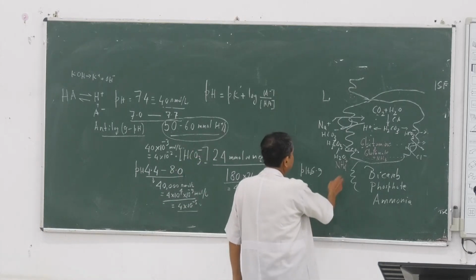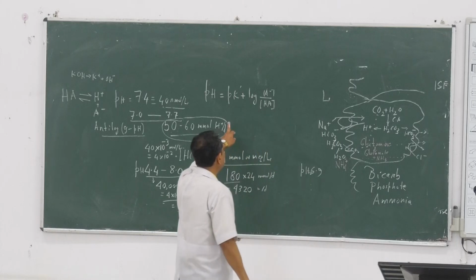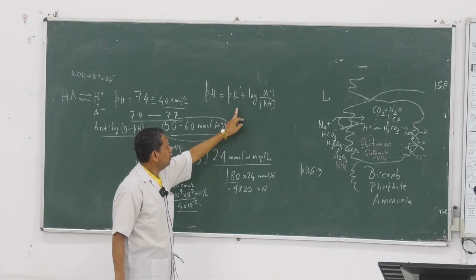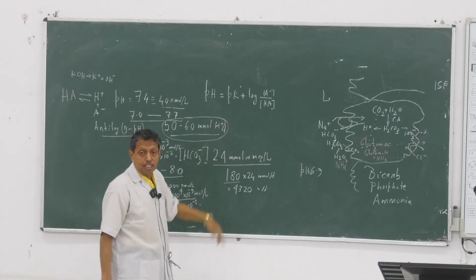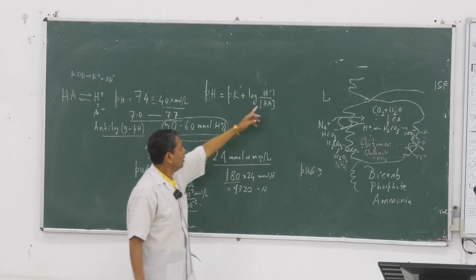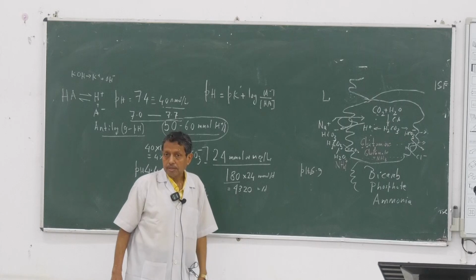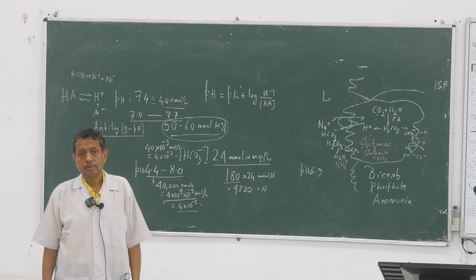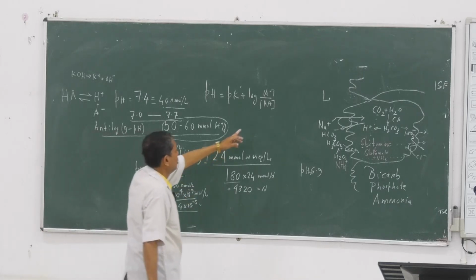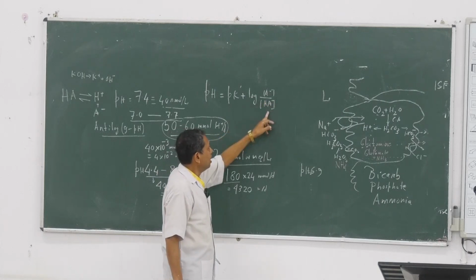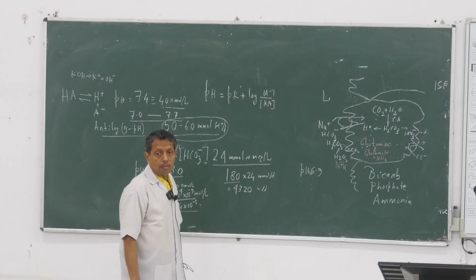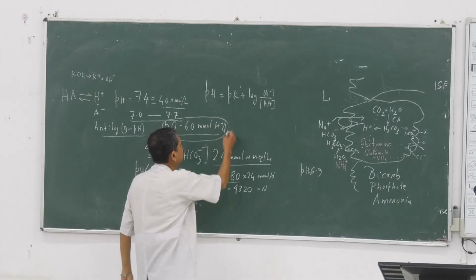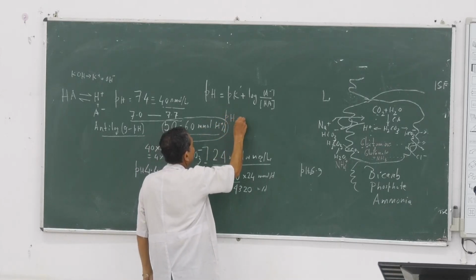In case of the ammonia buffer, in that condition we have to consider that the power of a buffer system is maximum when this ratio is 1. That is, pH is equal to pK prime, pK dash. That is, the concentration of this anion and the acid becomes equal. So the pH is equal to pK, pH is equivalent to pK prime.